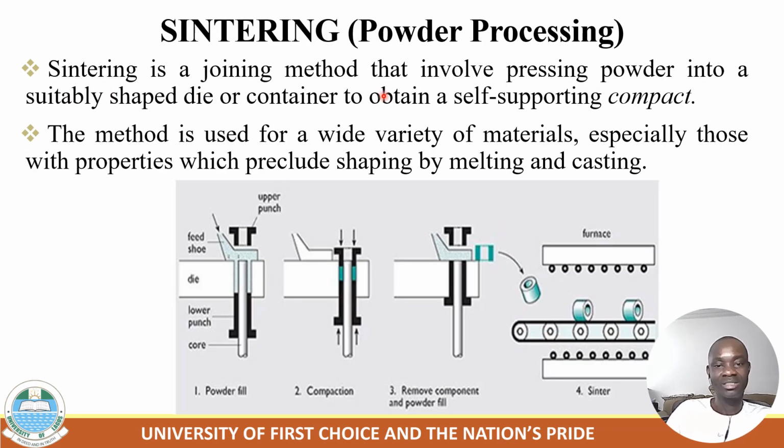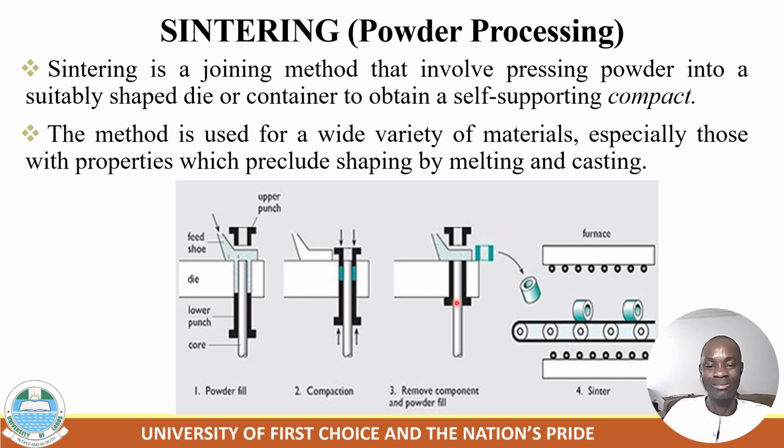Sintering. Sintering is a powder processing method. Sintering is a joining method that involves pressing powder into a suitable shape, die, or container to obtain a self-supporting compact. The method is used for a wide variety of materials, especially those with properties which preclude shaping by melting or casting. So iron filings, iron particles in micro sizes, can be compacted together in a mold to produce a solid metal bag.